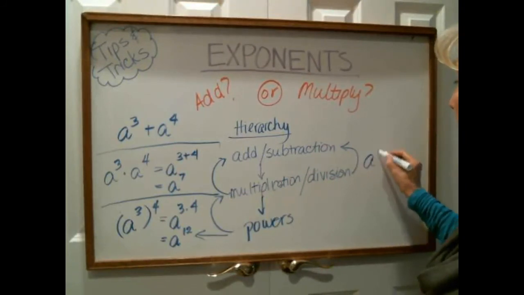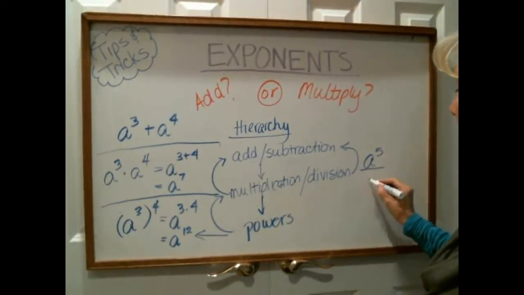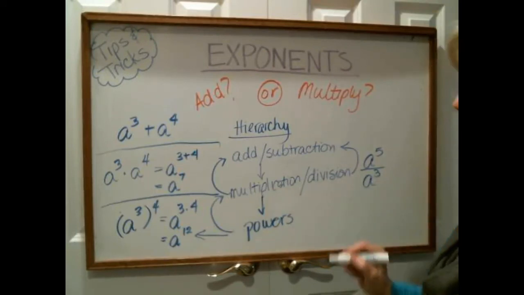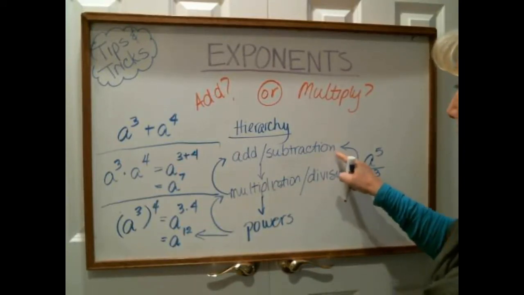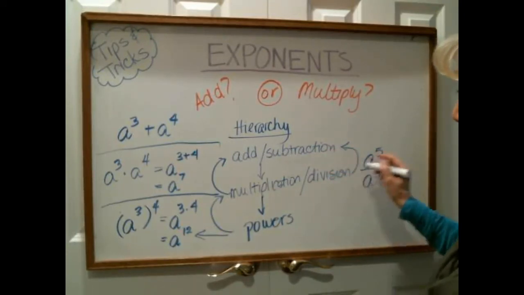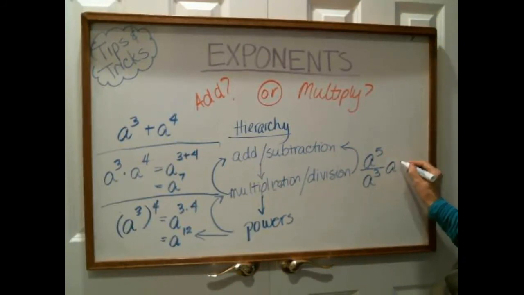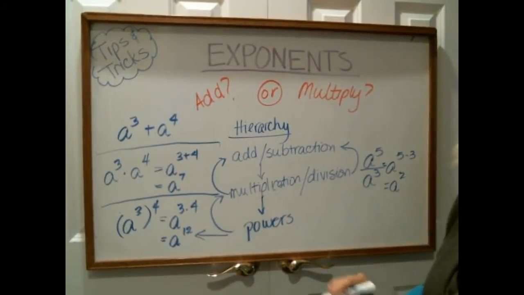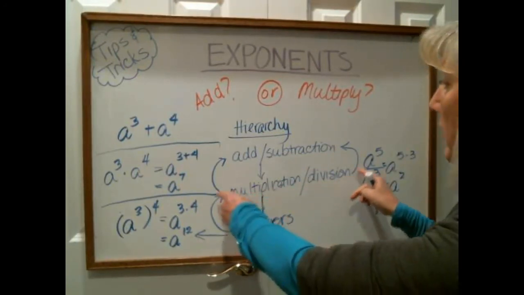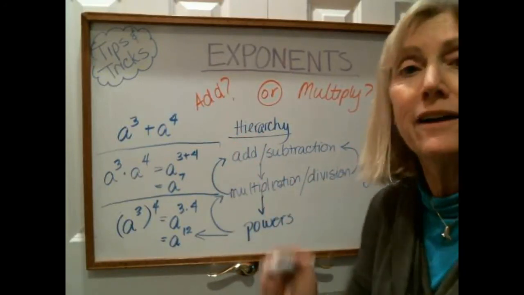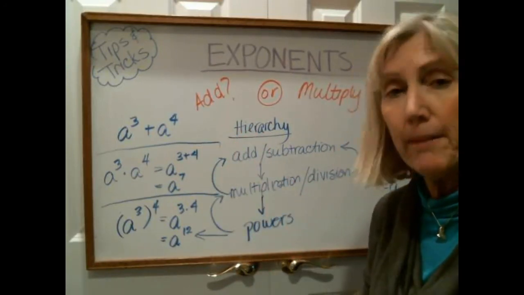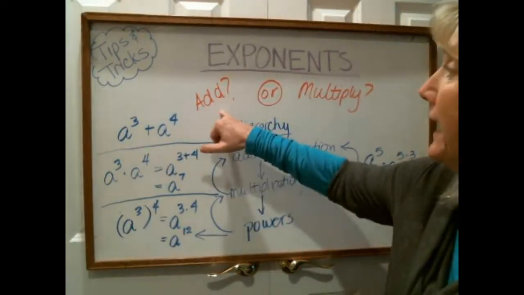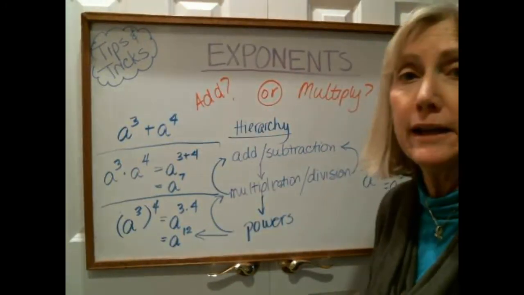So if I have a to the 5th divided by a to the 3rd, I go back one step and I do subtraction: a to the 5 minus 3, which is a to the 2nd. So this works. Always go back one step, and that's how you remember whether to add or multiply with the exponents.